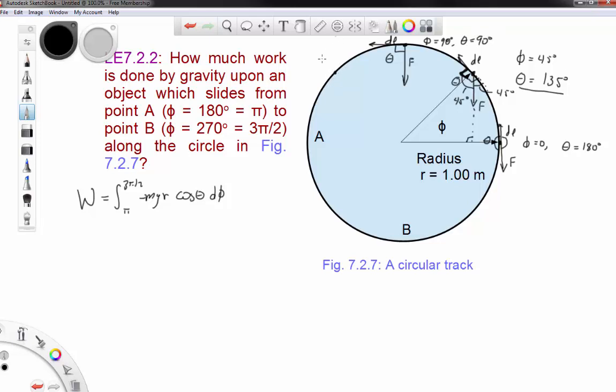And I can basically just keep doing this around the circle as I go. Over here, we end up with, here's dl, here's F, we end up with phi is 135 degrees, theta is 45 degrees. Here at point A, we have that F and dl are in the same direction. So here we have that phi is 180 degrees and theta is 0 degrees.